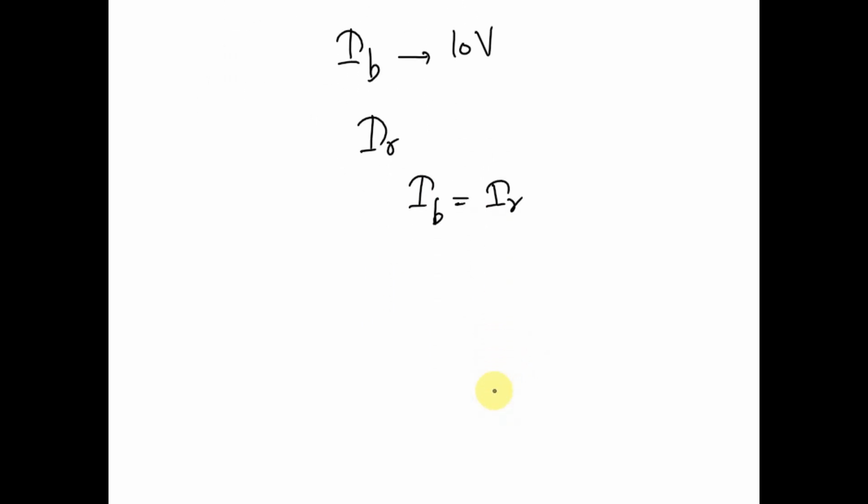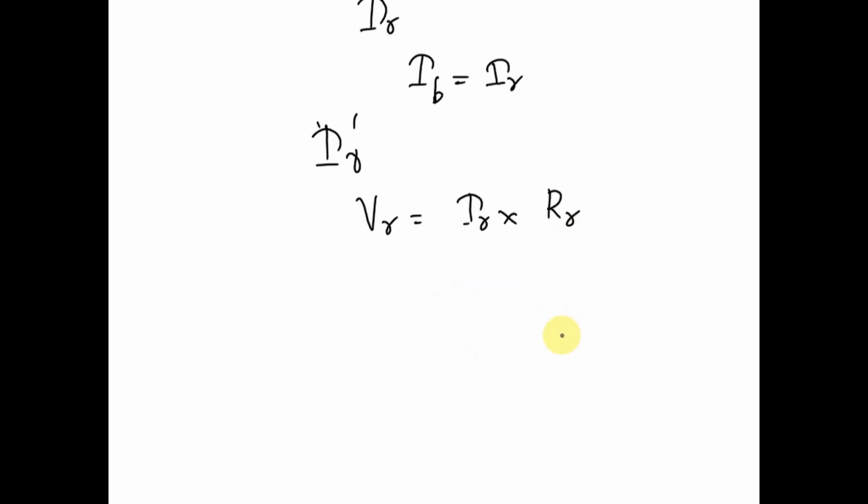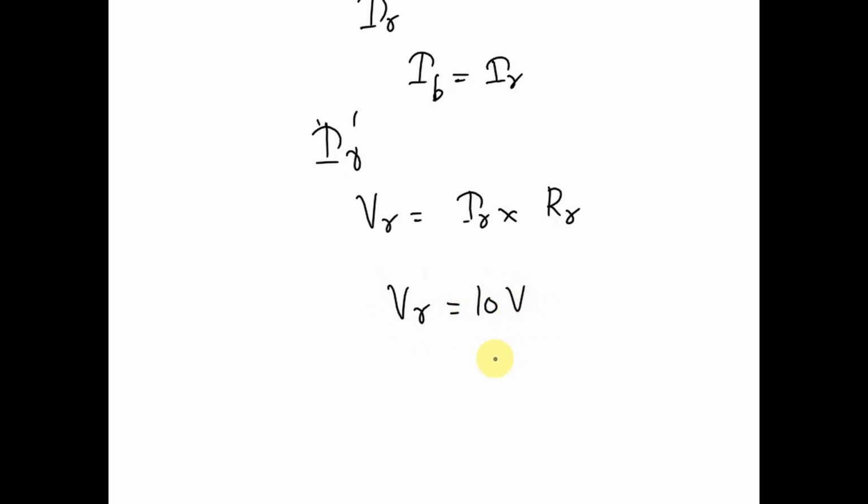Now the current through the resistor is IR. It can be calculated by Ohm's law. That is, the voltage VR is equal to IR into RR, where VR is a voltage across a resistor, RR is a resistance. In this case, VR is same as the voltage of the battery, that is 10 volt.